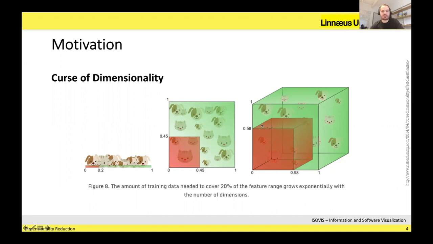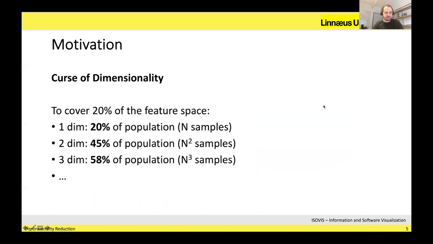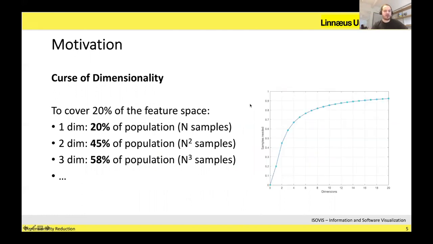And that's because in order to cover 20% of the volume of this cube that is formed by having three features, you would have to have a smaller cube where the side is actually 58% of the larger one. So that gets worse and worse as we go. This is what I was talking about. If you want to cover 20% of the feature space, in one dimension it's just 20% of the population, but as you go up, it becomes harder and harder.